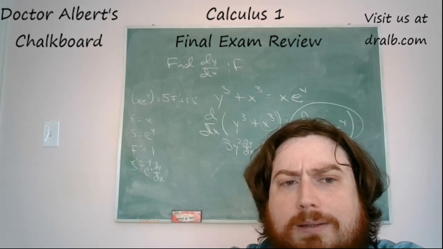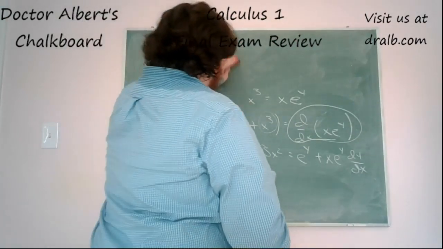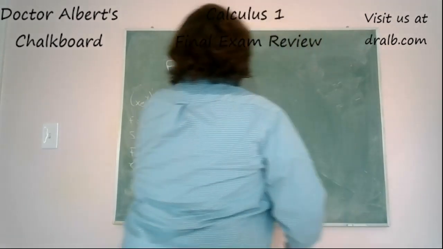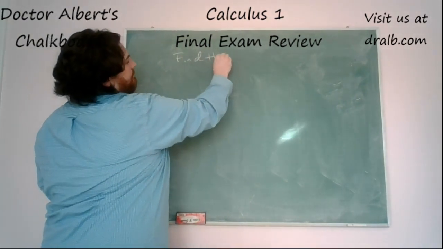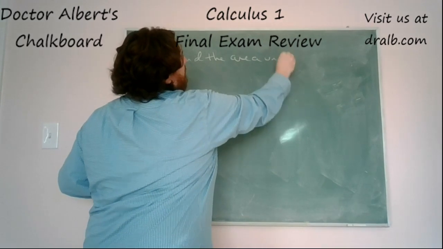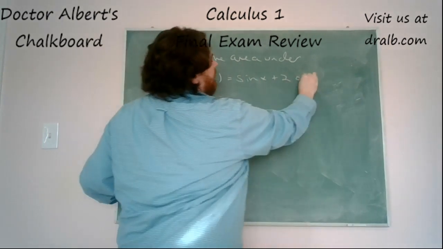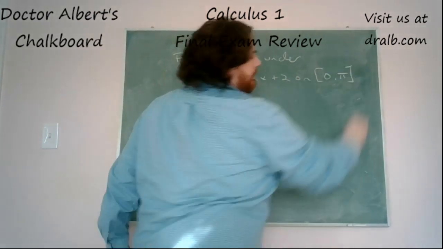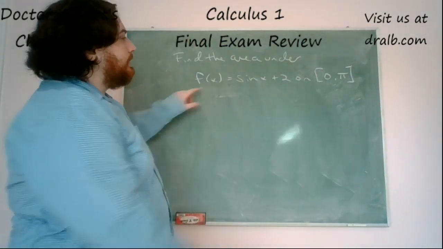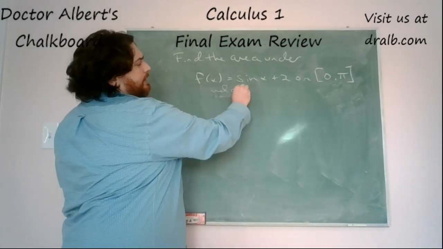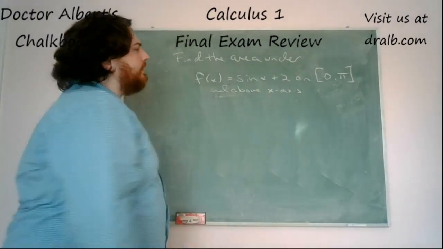All right, number 25. So what I want to do is find the area under f of x equals sine of x plus 2 on the interval 0 to pi. So under this, and I should say, and above the x-axis on the interval 0 to pi.